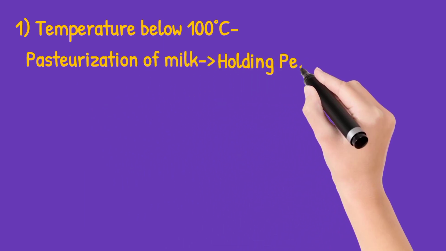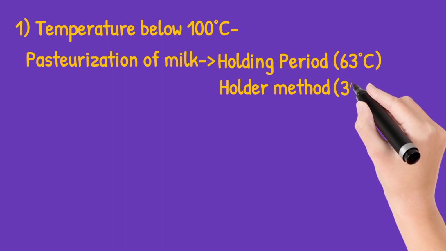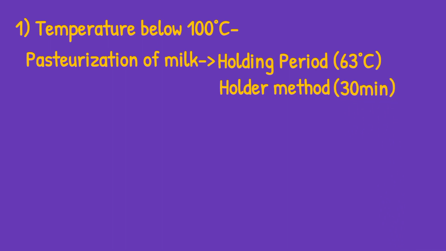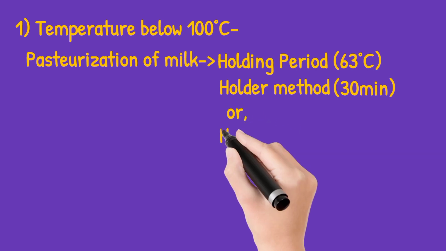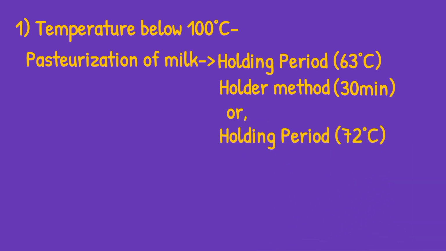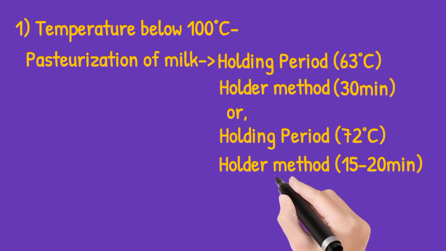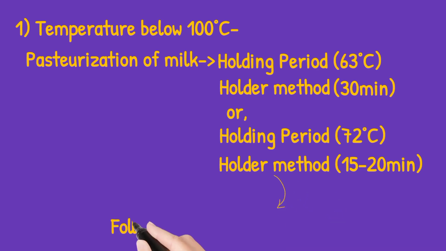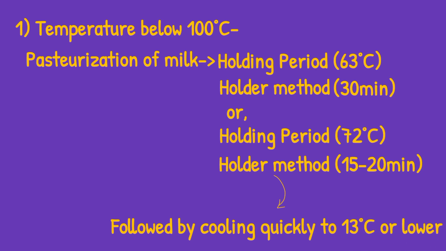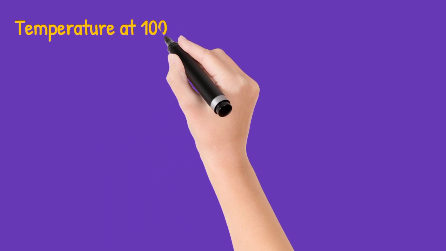Important point, its holding period is 63 degrees Celsius, 30-minute holder method, or 72 degrees Celsius, 15 to 20 minutes, followed by cooling quickly to 13 degrees Celsius or lower. Temperature below 100 degrees Celsius targets all non-sporing pathogens. Examples are Mycobacteria, Salmonella, Brucella, relatively heat resistant, Coxiella burnetii. Now temperature at 100 degrees Celsius.